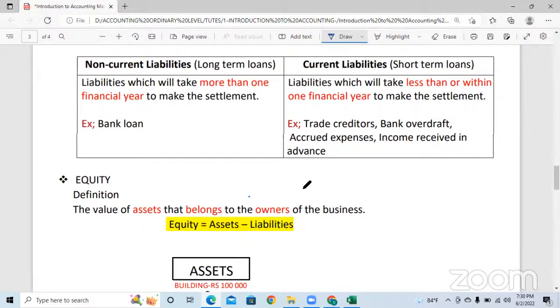Now guys, liabilities are divided into two: non-current and current liability. Now guys, non-current liability.